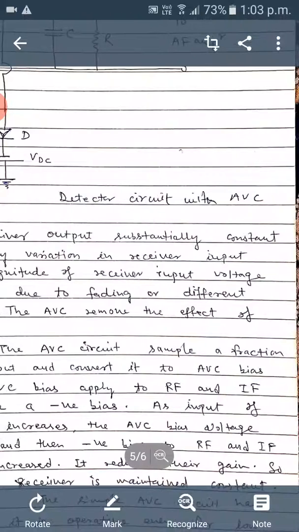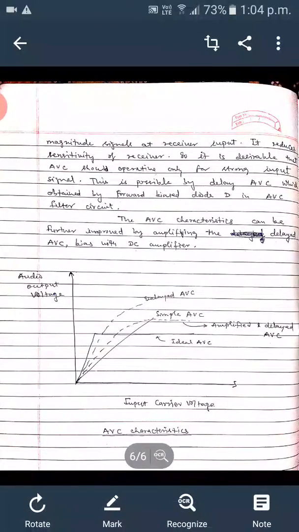So there are various types of AVC circuit. The circuit discussed is the simple AVC circuit, and it is used only for low magnitude signals at the receiver inputs. It reduces the sensitivity of the receiver if we are using the simple AVC.